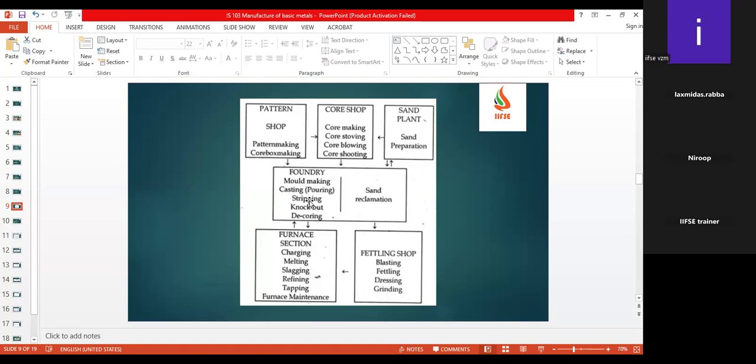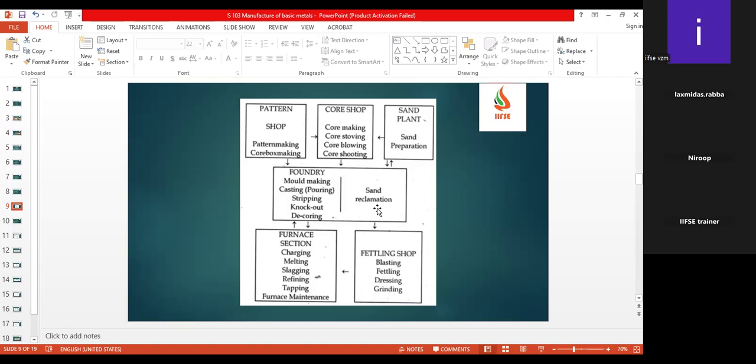Then we do stripping, where sometimes they use some sticks or other pieces of metal to check that the metal is processed. Then knockout is removing the sand once the liquid molten metal is solidified. Then decoring, which he did last, is taking out the core inside the piece. Then sand reclamation. Once they use that sand, it becomes hardened.